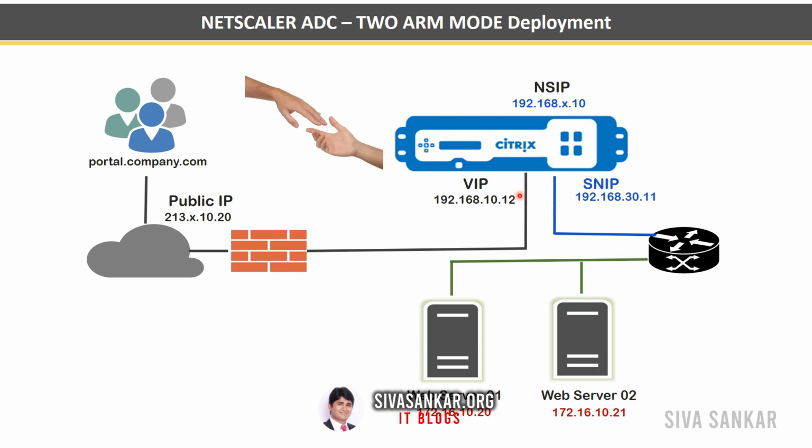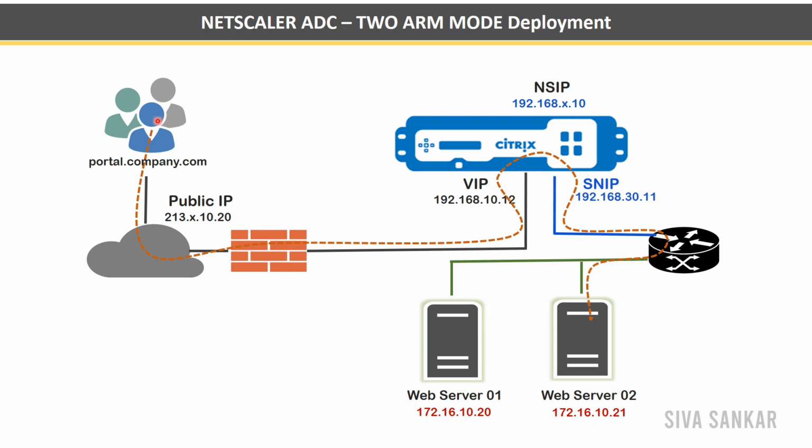So typically this is how it works. Now let's say I have the same portal.company.com hosted on these web servers. If the user wants to talk, that rule is simple. The traffic will come to the public IP and it's sent to the NATed virtual IP. The virtual IP receives the traffic, and now the Netscaler decides that it has to send the traffic to 10.21.